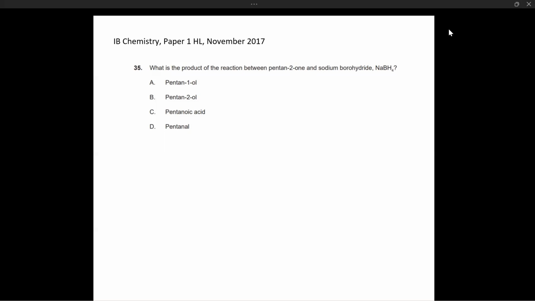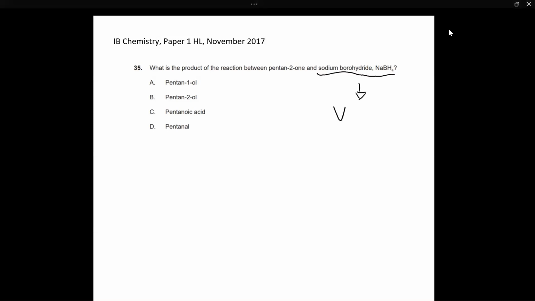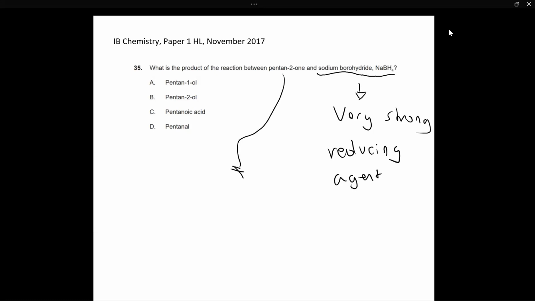In this question, they're asking us, what is the product of the reaction between pentan-2-one and sodium borohydride, NaBH4? Just off the bat, by looking at sodium borohydride, you should think: very strong reducing agent. So when you conduct a reaction between pentan-2-one and sodium borohydride, we know that pentan-2-one is going to get reduced.